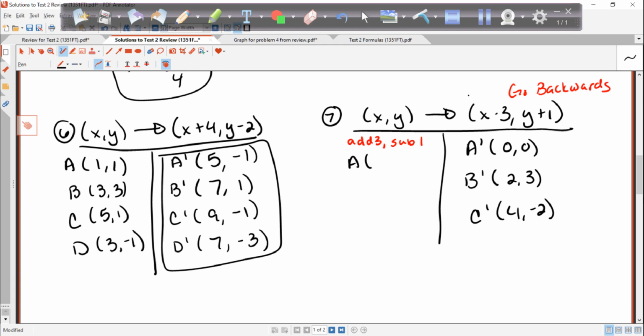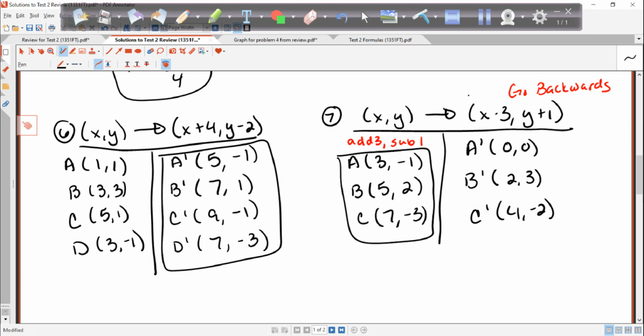So we're going to add 3 to all the x values. 0 plus 3, 2 plus 3, 4 plus 3. Then I'm going to subtract 1 from the y values. 0 minus 1, 3 minus 1, and negative 2 minus 1. And then this gives me these answers.